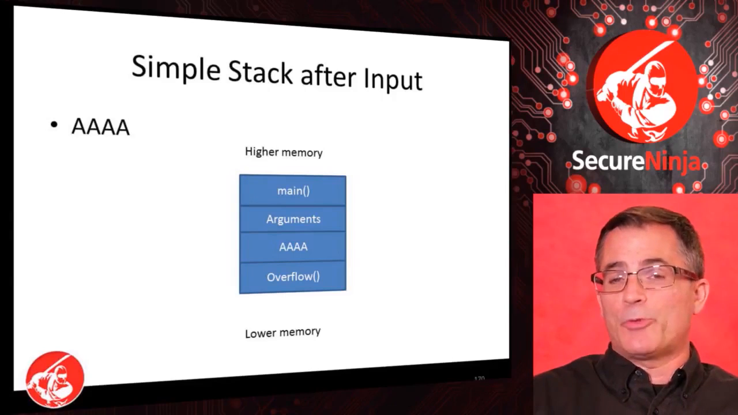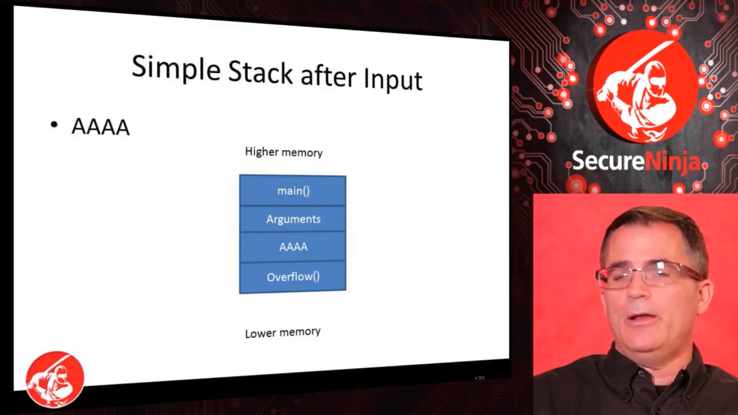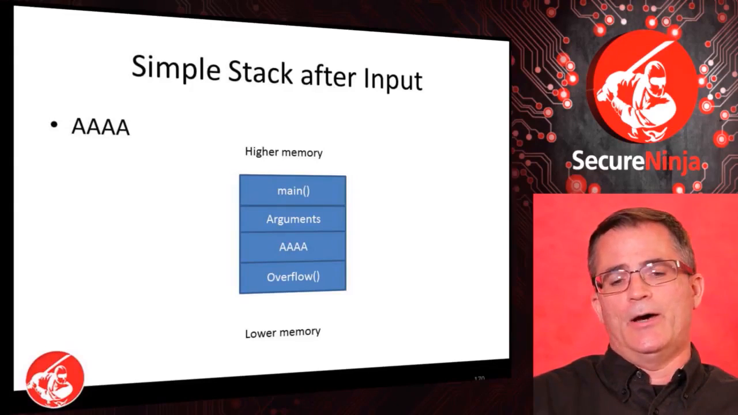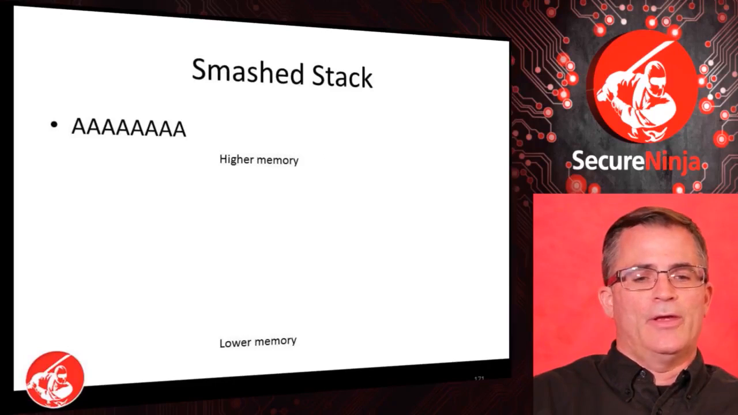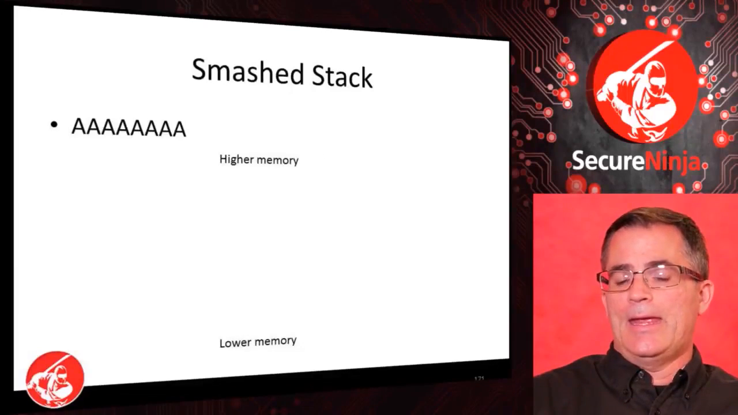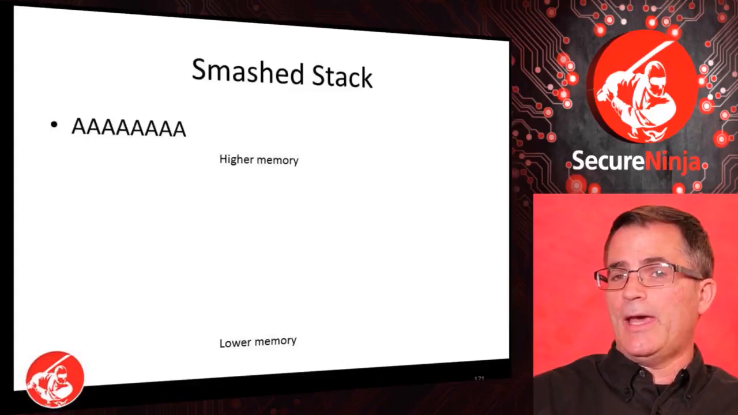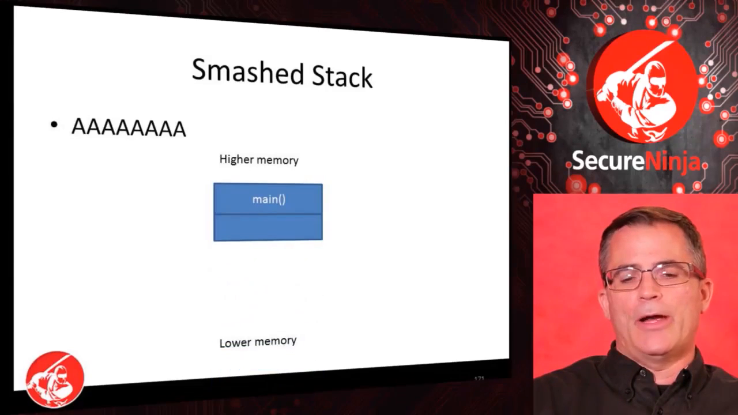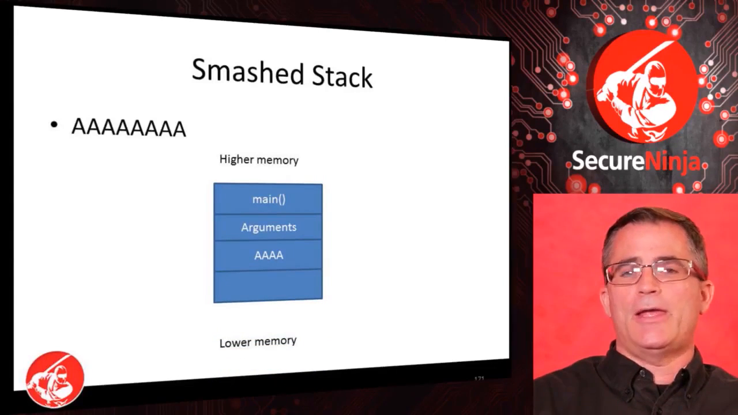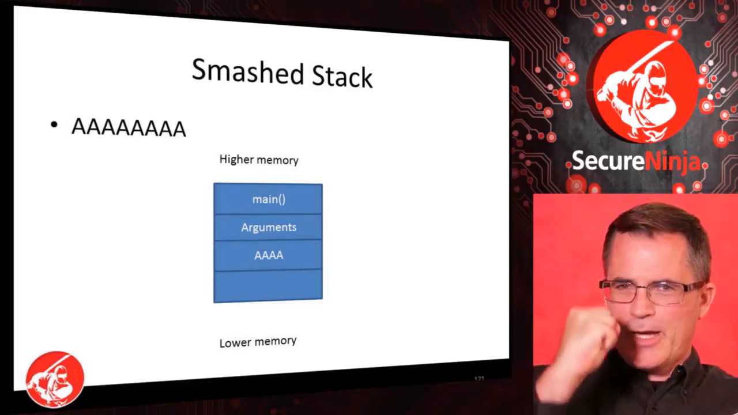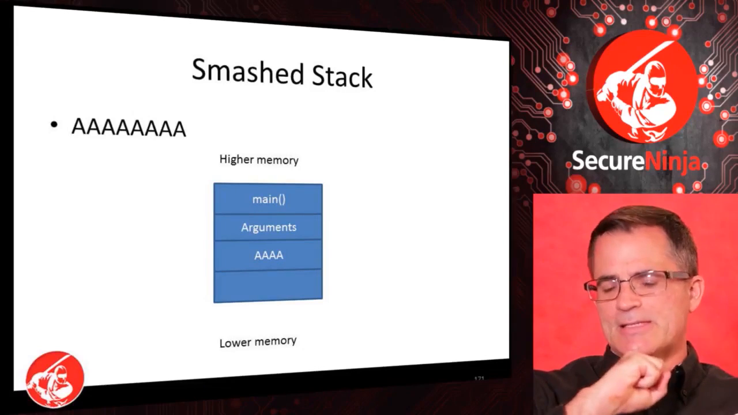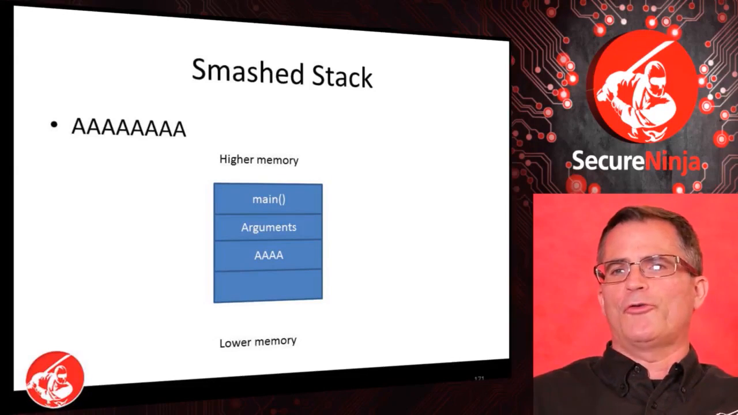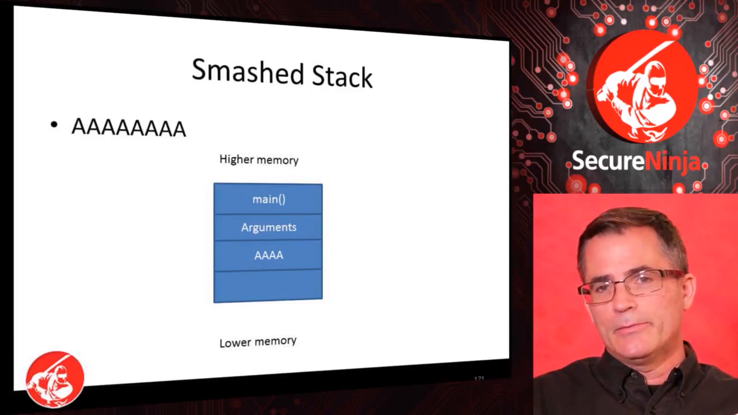This is our program. So as long as 4 A's go in, it's fine. But what happens if the user sits down and enters not 4 A's, but 8 A's? Remember, buff only has 4 bytes of storage area. So when we look at our program now, there's our 4 A's. We're good. If the programmer would stop us right now, we'd be good. But if he doesn't stop us, what was located below that? The call to function overflow, which is usually used by a return address.